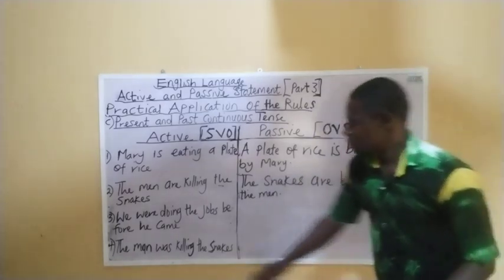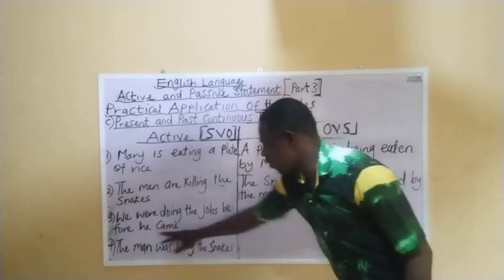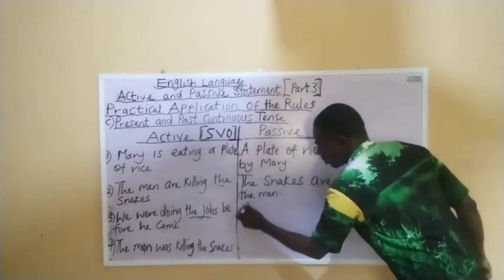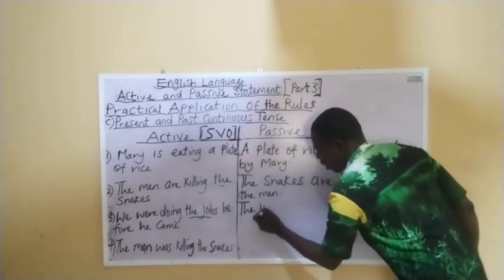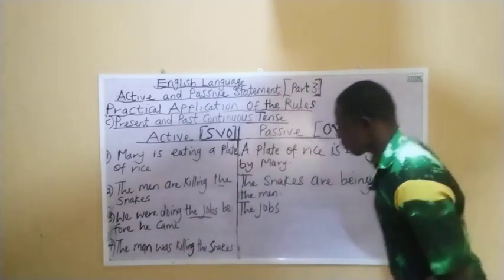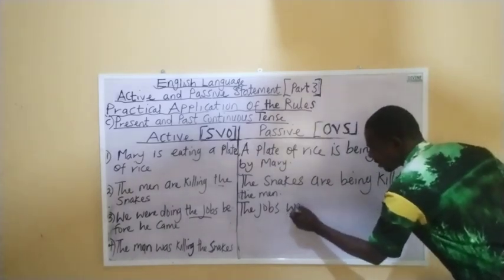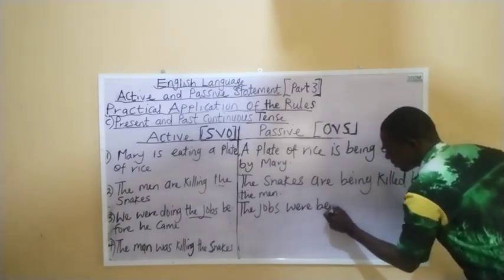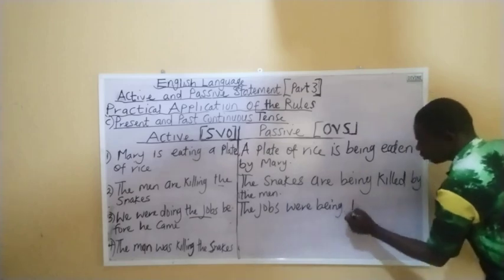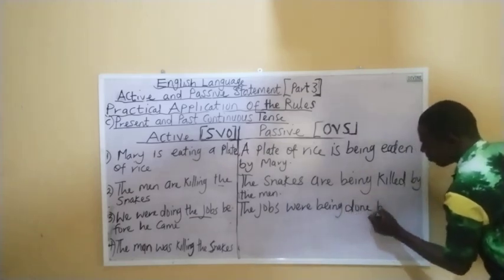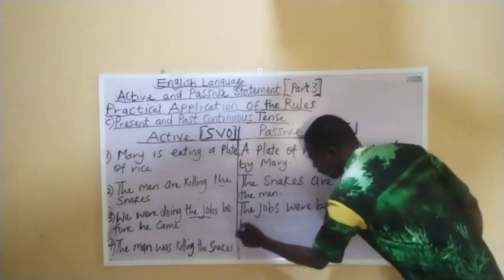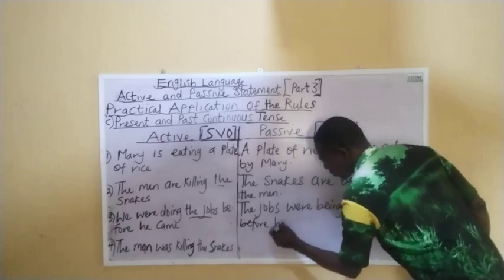Number 3. We were doing the jobs before he came. We look for the object. The object is the jobs. The jobs, this one is past continuous. We were doing. So we have the jobs, plural. We are being, of course, continuous tense will introduce being. The jobs were being done by, we will now become us, before he came.